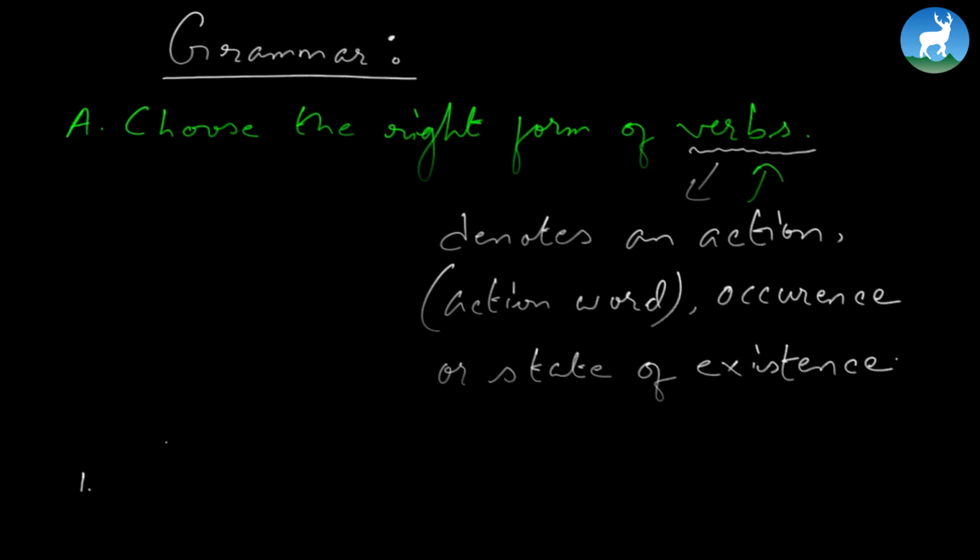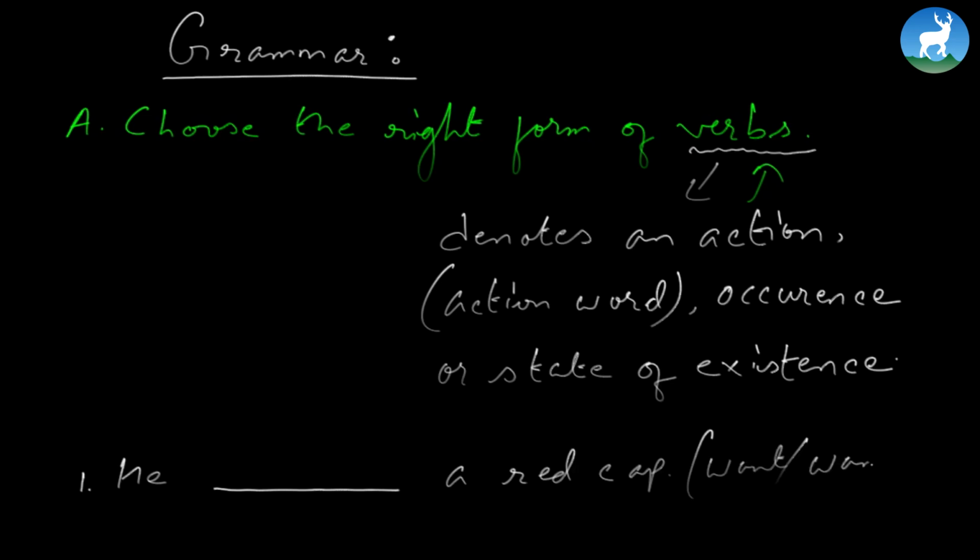Like for example, one, he red cap. The options we have are want and wants. So what do you think is the correct verb in this sentence? He want a red cap or he wants a red cap, right? So we just choose the correct form of verb. In this case, he wants a red cap. He wants is the present tense. Let's move forward. Two, again, good job.